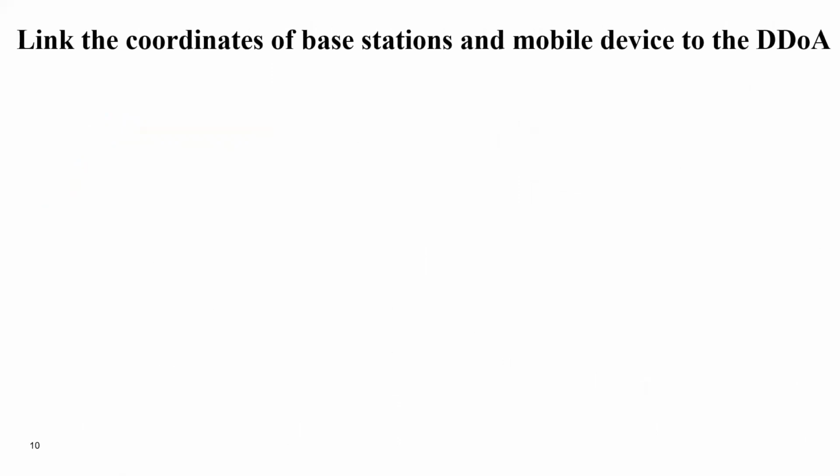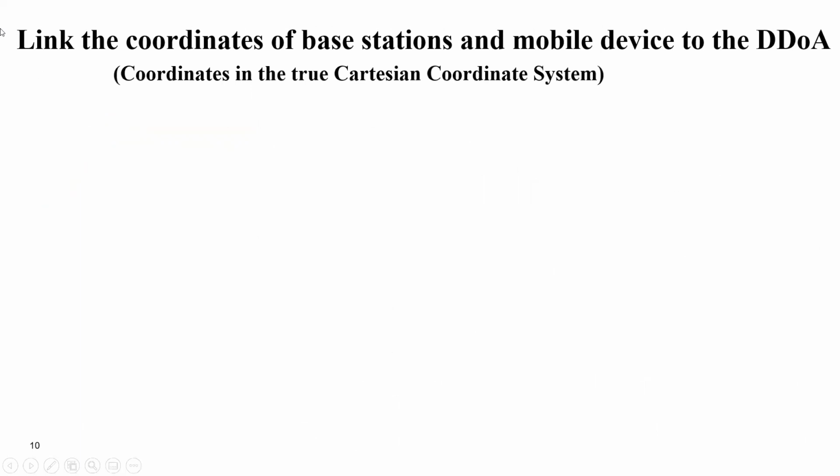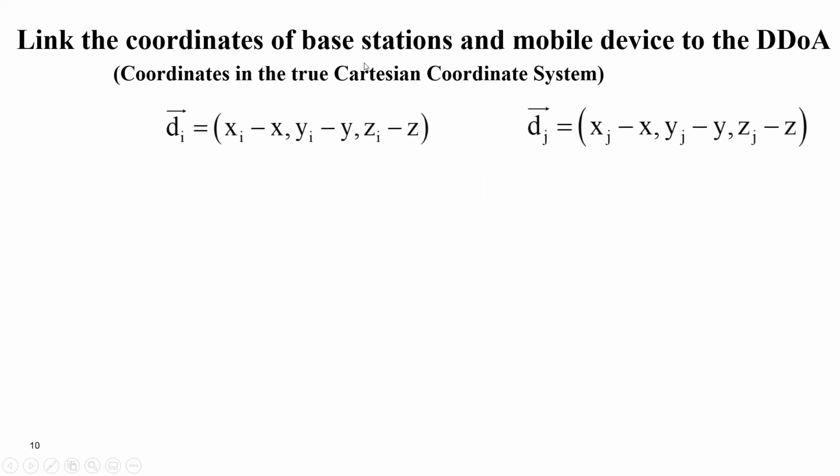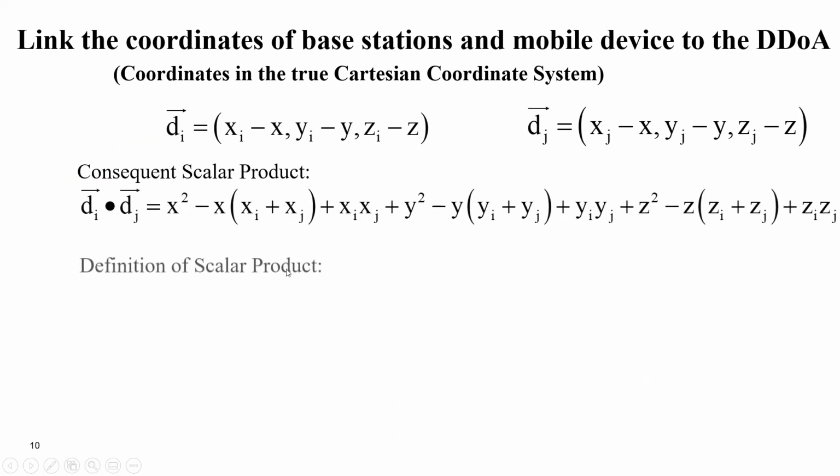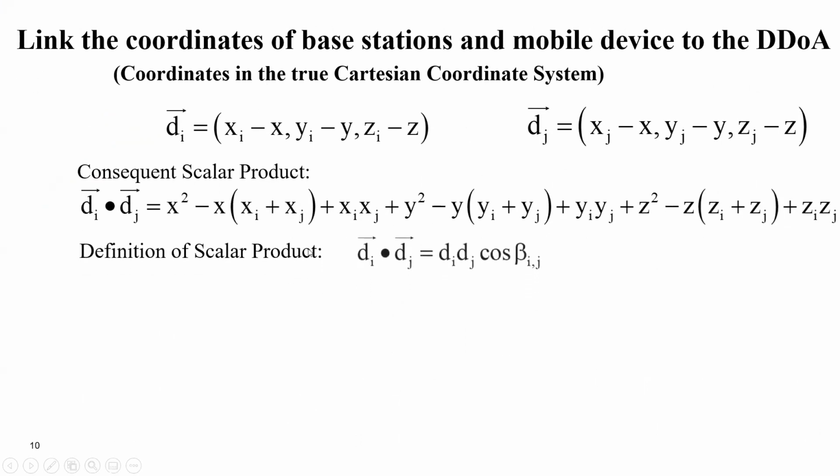Now we link the coordinates of the base stations and the mobile device to the DDoA. In the following computation, the coordinates are in the true Cartesian coordinate system. This is the coordinates of the vector d i, and this is the coordinates of the vector d j. We have the scalar product, and the definition of the scalar product.